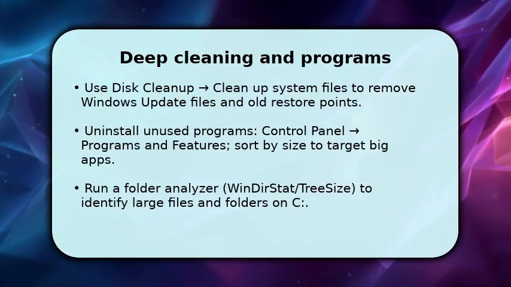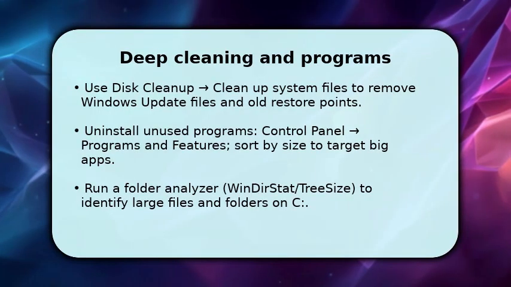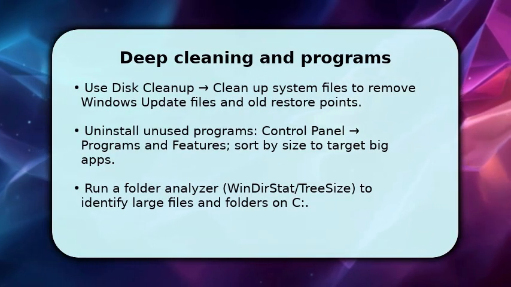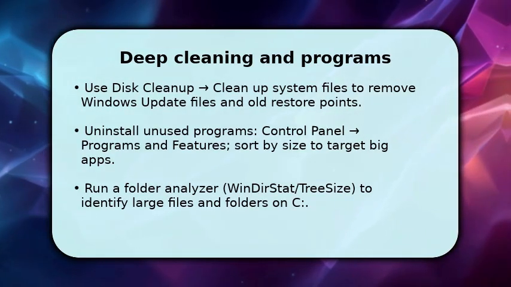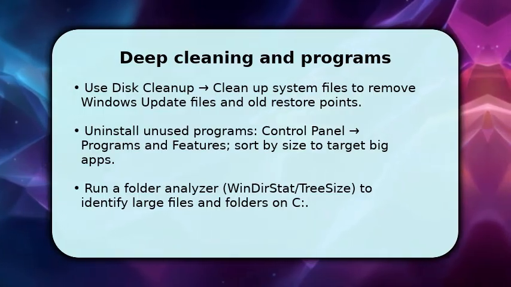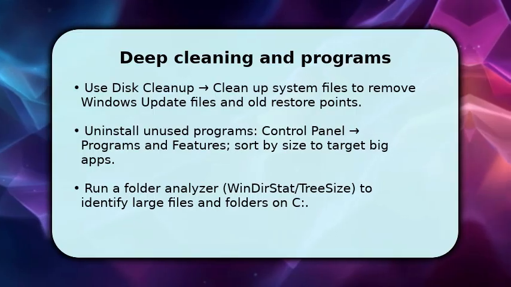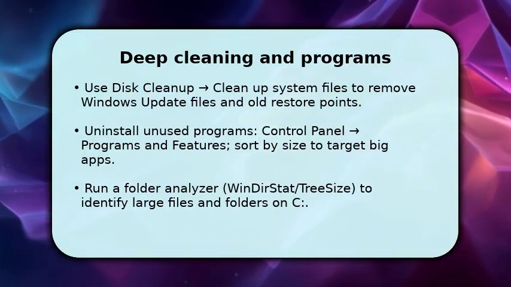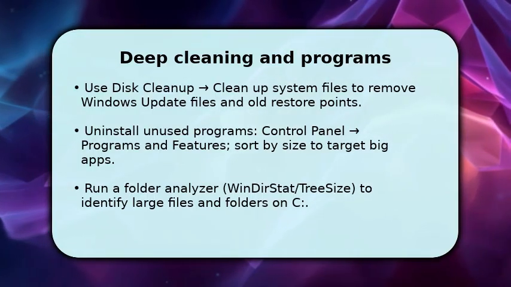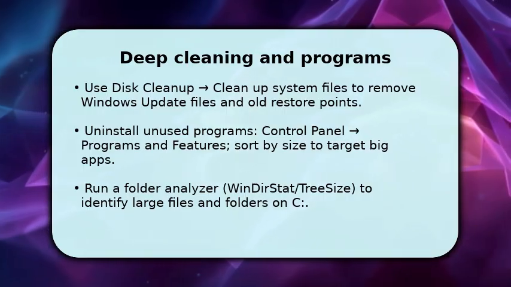Once the basic cleanup finishes, click Clean Up System Files to remove Windows Update leftovers and old restore points, which can free gigabytes. Next, open Control Panel, then Programs and Features, and uninstall programs you no longer use. Sort by size to prioritize big offenders.